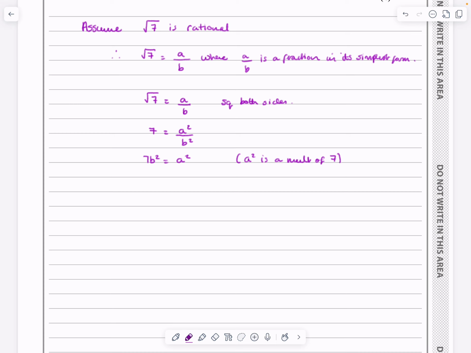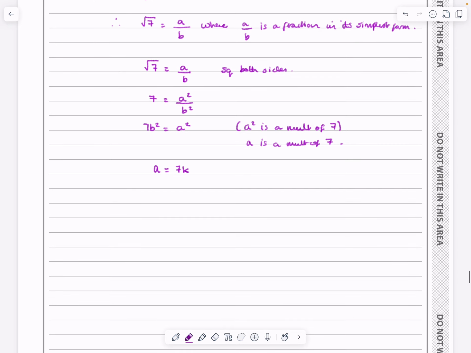So we're halfway through the proof already now. And if a squared is a multiple of 7, then a is a multiple of 7. So if a is a multiple of 7, I can now say a is equal to 7k, or 7n, some other value there. If that's true, then a squared equals 49k squared. So I'm just following mathematical processes. Everything should follow through automatically.